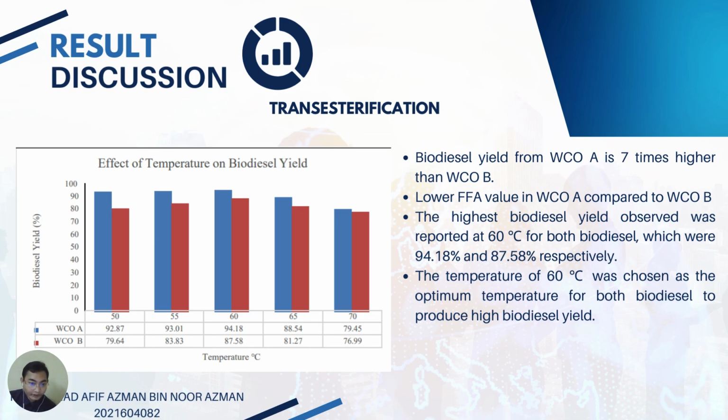It was revealed that both WCO achieved the highest biodiesel yield at 60 degrees Celsius, which is 94.18% and 87.58%. From the result, the temperature of 60 degrees Celsius was chosen as the optimal temperature for both biodiesel.